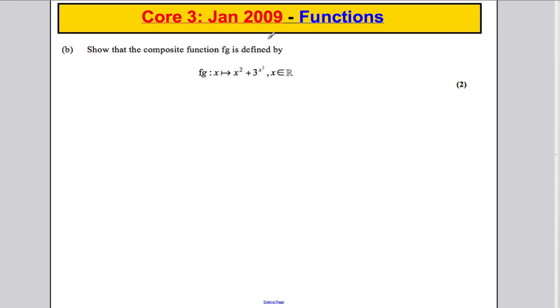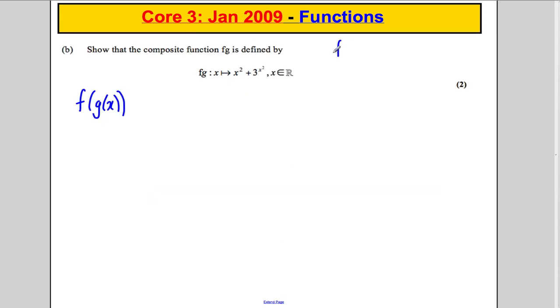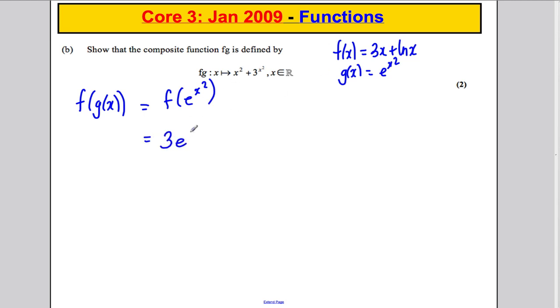Part B, show that the composite function fg is defined as follows. f of g of x, well, that's what we're asked to work out. f of x is 3x plus ln x, and g of x is e to the x squared. f of g of x is f of e to the x squared, so it's subbing in e to the x squared for x here, so it'd be 3e to the x squared plus ln e to the x squared.